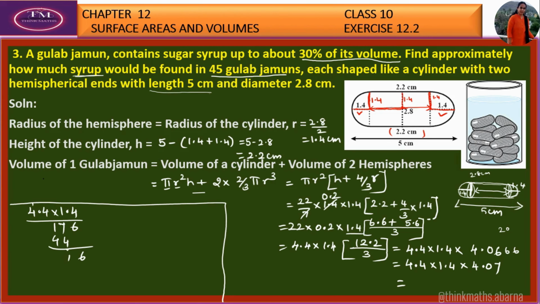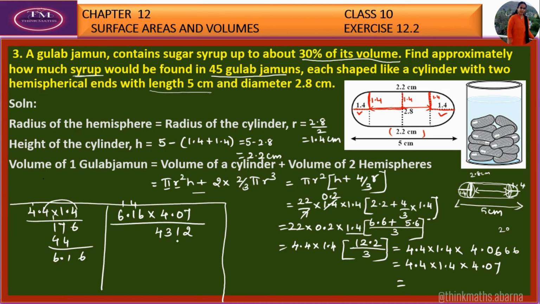6, 7 plus 4, 11, balance 1 and it is 6. So it is 616. The decimal is before two numbers, so 6.16. Now we have to multiply 6.16 with 4.07. So 6 sevens are 42, balance 4. 1 sevens are 7, 7 plus 4, 11. 6 sevens are 42 plus 1, 43.